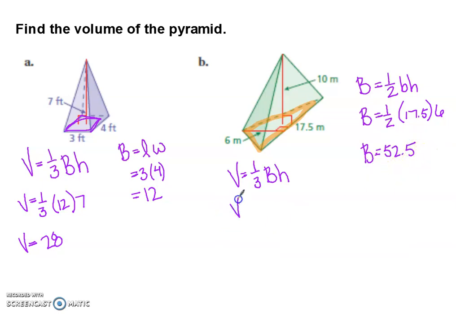Now we'll substitute in our values. I've got 1/3, the area of the base that I just found, and the height of the pyramid is 10. Now you can multiply in any way you want, any direction that you want, and I got 175.